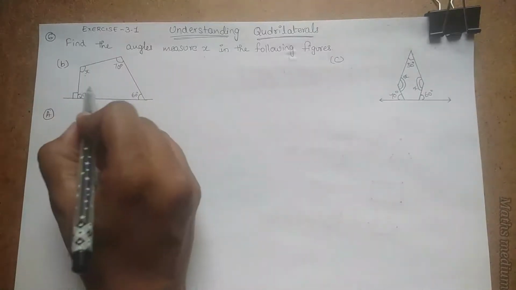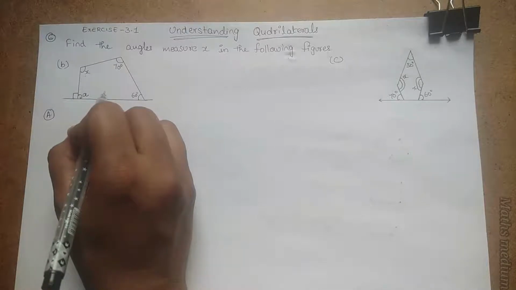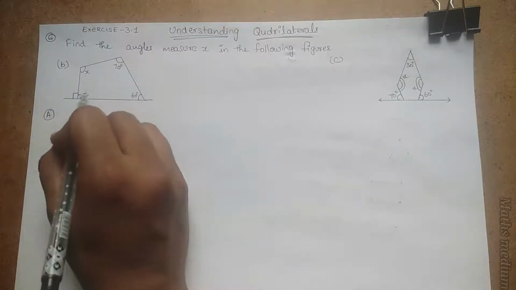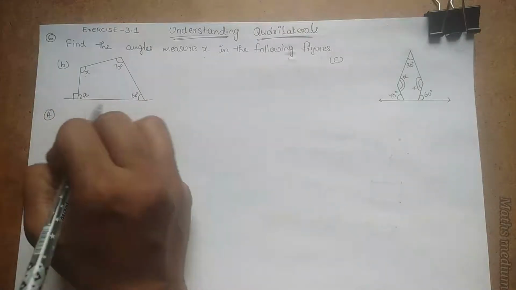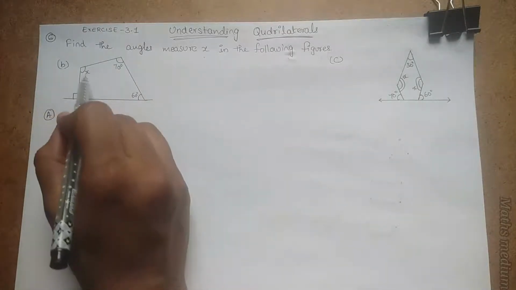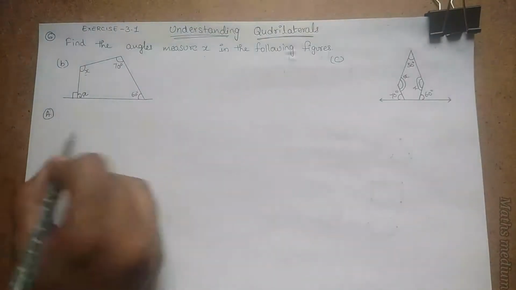Because we know the sum of the interior angles of a quadrilateral is 360 degrees. So before going into that, we have to find this value, and then we can add up all four angles, then we get the x value. So let's start the step by step procedure.